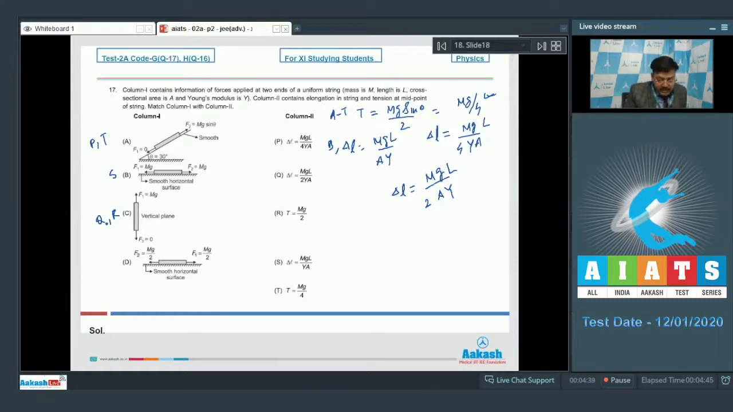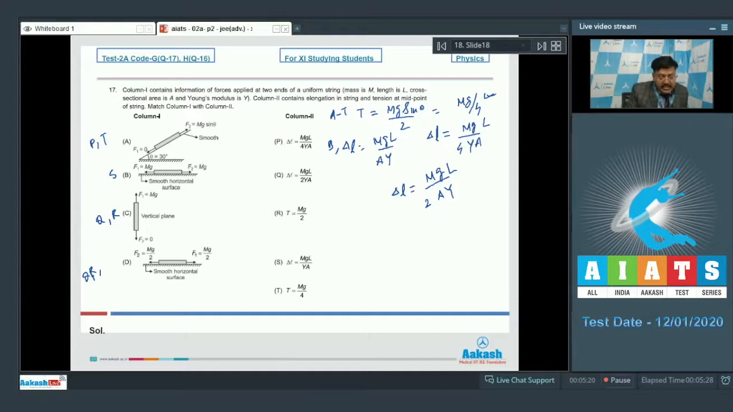Let's now look at D again. Well, D is similar to B, but tension at the midpoint is mg by 2. So R will match for D, and look at the elongation. Elongation will be, in fact, half the elongation that we got in B, because here the tension is mg by 2, which means it is mg L by 2YA. So that means Q will also match. So for D, Q and R both are matching.